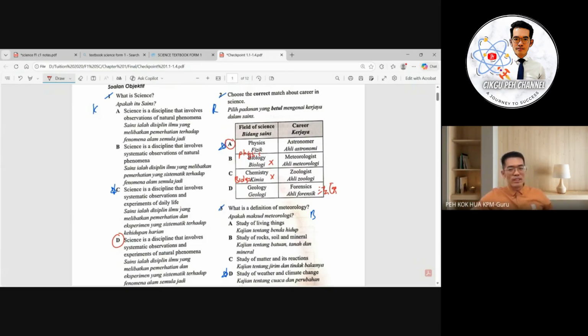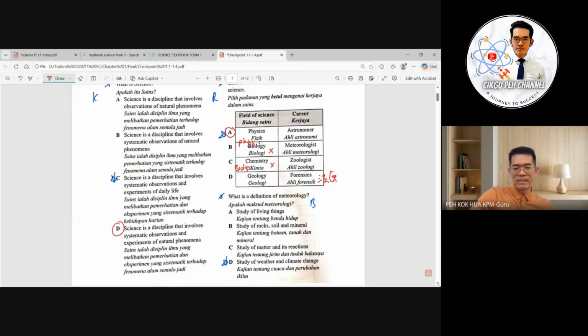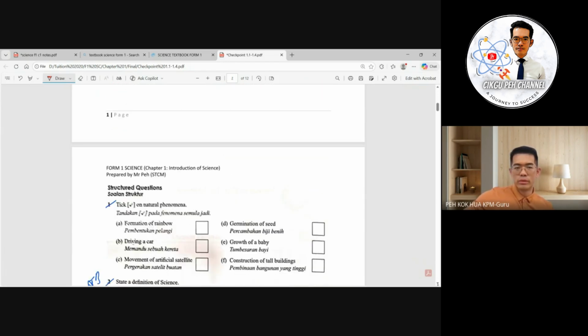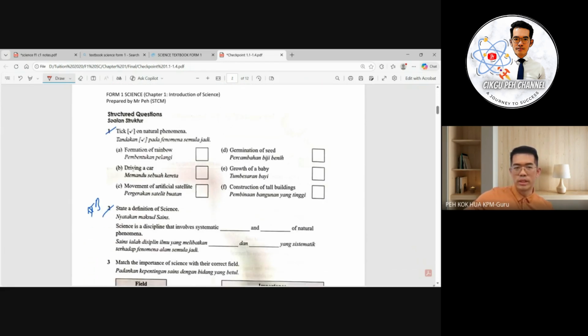Okay, so number 3, the answer from type in is correct. Okay, so what is the definition of meteorology? So it's the study related to weather and climate. So number 3, the answer is D. Okay, everyone? Okay, so we go to the structure question.